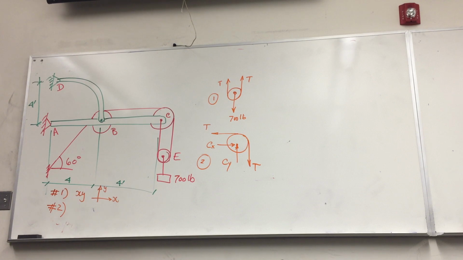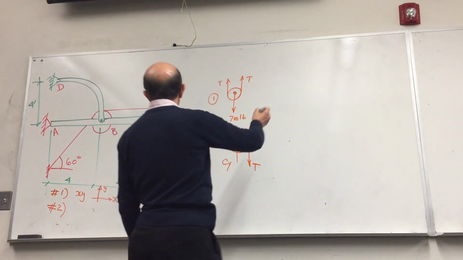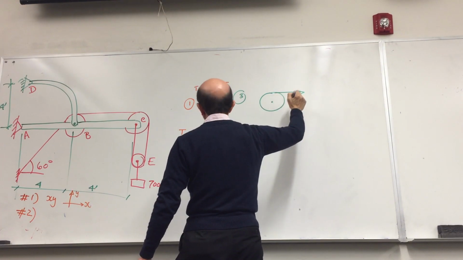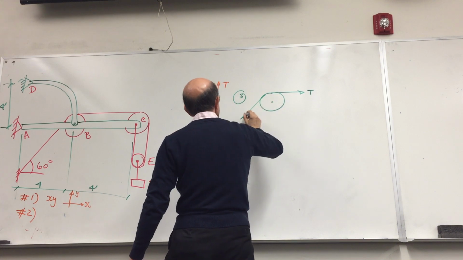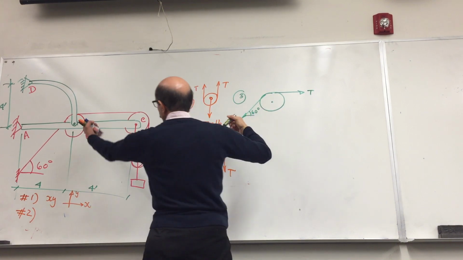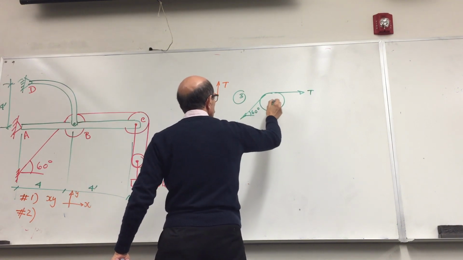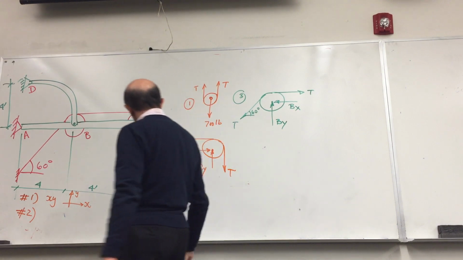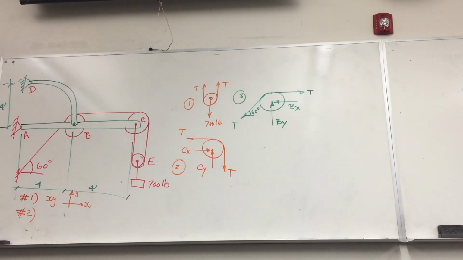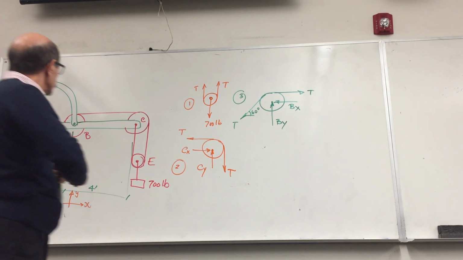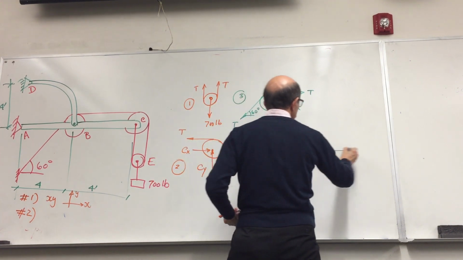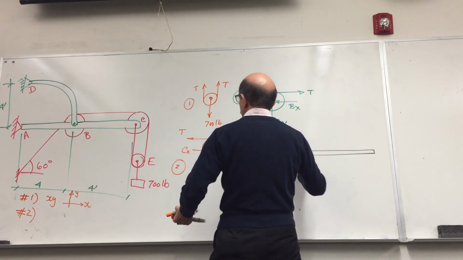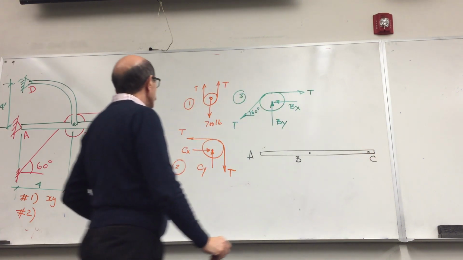So now let's look at this other pulley. Number 3. You have this force coming here, T, at 16 degrees. It is connected to this beam at B, so let's say you have this force Bx and By. So I call that free body diagram 3. Now we have this guy here. A, B, and C, right?